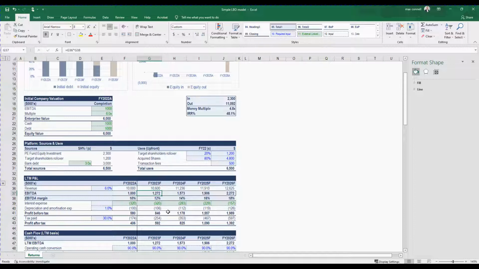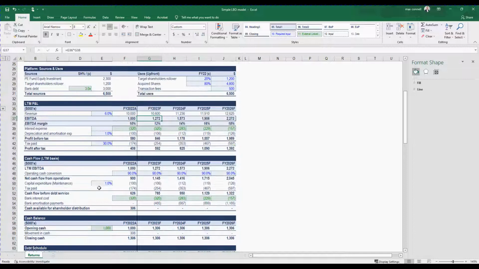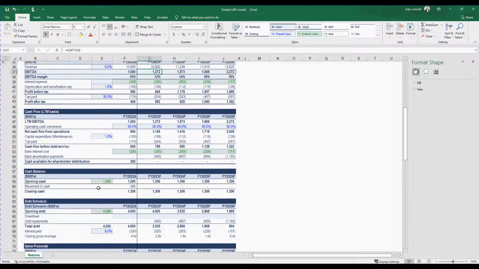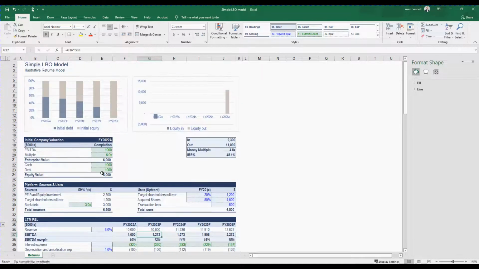So bolt-on acquisitions is something that we haven't really modeled in here, that we probably should, but it adds a level of complexity to the model. The main benefit of bolt-on acquisitions is if you can buy additional businesses at a lower multiple than you're buying the initial platform, you can actually average down your multiple. So this might mean if you're buying another acquisition at 4 times, your average acquisition multiple might be 5 times. So all of a sudden your money multiple has jumped.